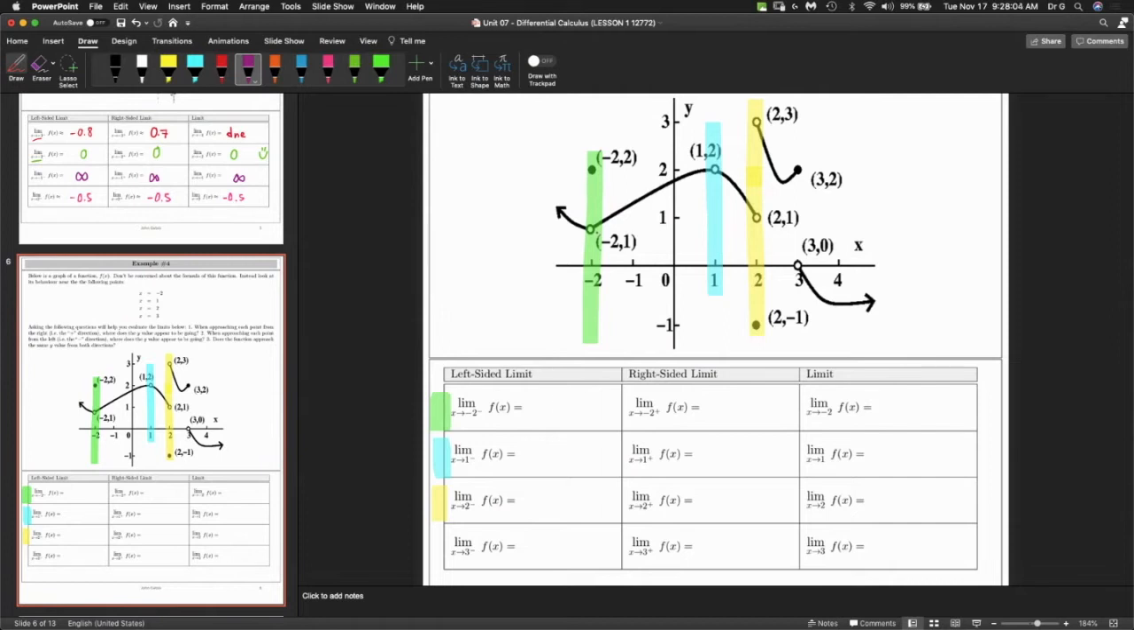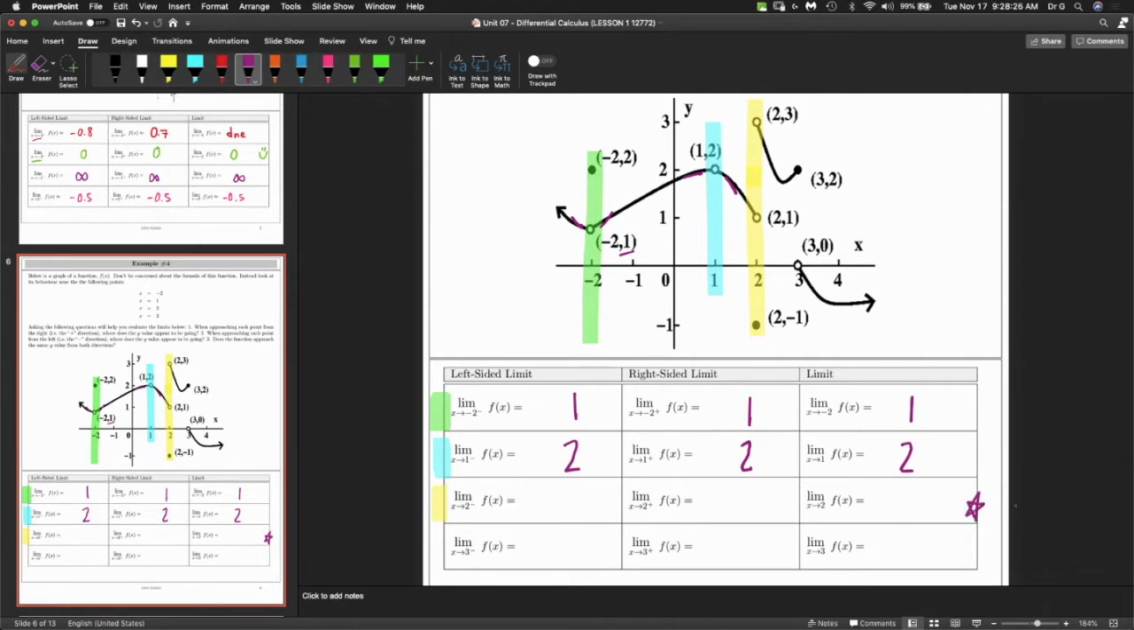So for example here, -2 from the left and the right is approaching a 1. So 1's across the board. And then over here, 1, again, from the left and from the right, it's approaching 2. So nothing strange happening there. The limit exists. This one is the funny one. That's the messed up one.